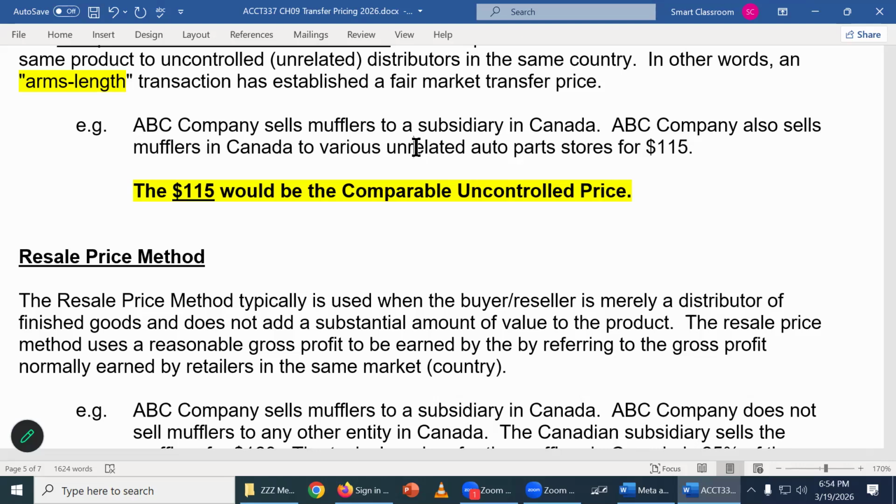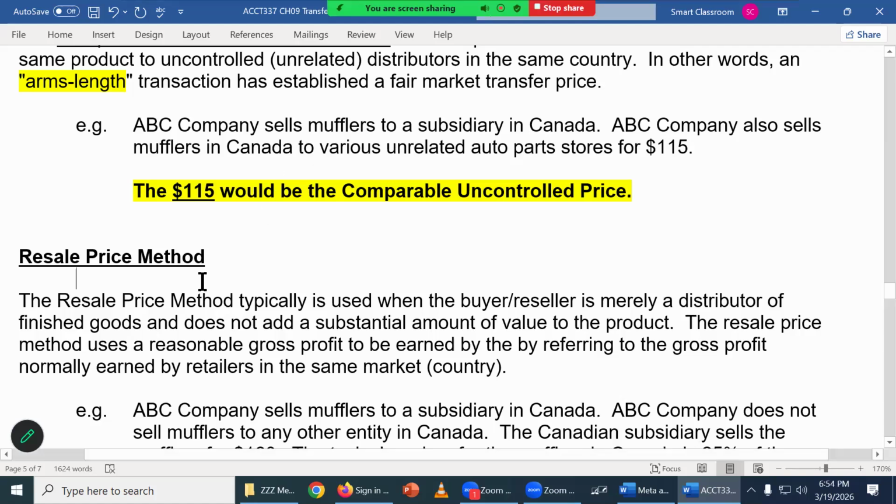Anyway, if we were selling mufflers to Canada, which would be tough to do, but if we sell them for 115 to other places, we'd say, look, this is our price. We charge other places, so this is the price you guys are going to have to pay for it. And again, that would make it so that the subsidiary can still be profitable compared to the other companies that are up there.